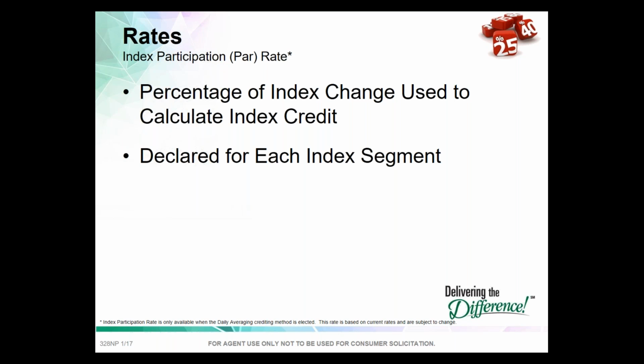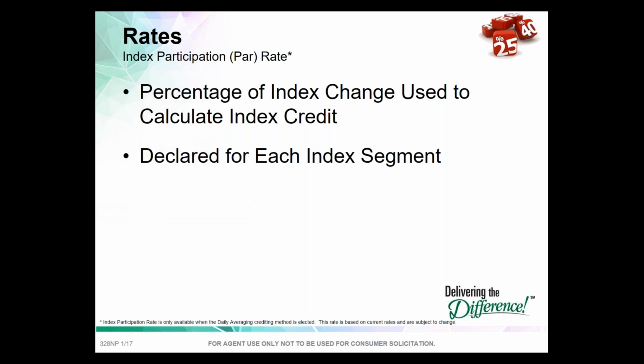An index participation rate, or sometimes you'll hear a par rate, is the percentage of the index change that is used to calculate that index credit. So for example, if the index went up 10% and the client was in a 100% participation rate, that means they participated 100% of the index change. Then their credit would be a positive 10%, matching the index. If the index went up 10% and the client was in an 80% participation rate, then the client would get 80% of that gain. And I'll go through an example here in a little bit.